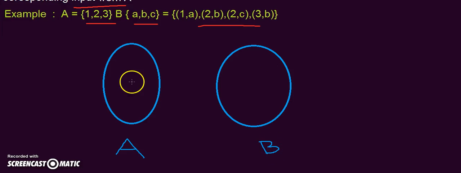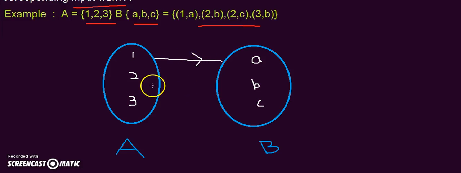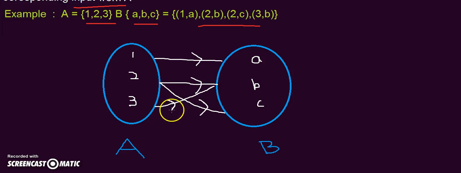Now we have the elements from set A: 1, 2 and 3, and from set B we have the elements A, B and C. We have defined the function like 1 to A, then 2 to B, then 2 to C, and then 3 to B. So we have defined a function like this from A to B.